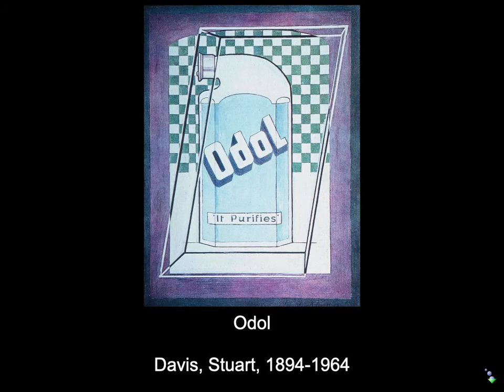And one of the things that you can track in reading them is his long grappling with what abstraction is about and how you might get there. So let's follow that journey a little bit. And I want to go now to this work, Odol, from the 1920s, which is a really weird hybrid of realism and abstraction. The realism is that product there, Odol, the bottle. It purifies. It's a cleansing material from the 1920s.